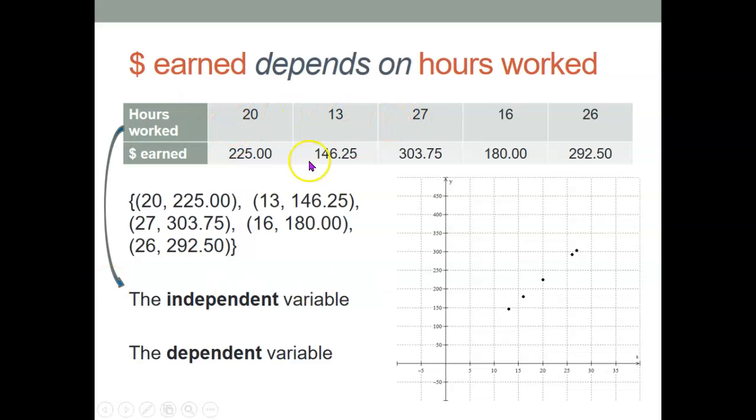That's the first number in each pair. And dollars earned is the dependent variable. That's the second number in each pair. So we're thinking of dollars earned as depending on hours worked. The dependent variable depends on the independent variable.